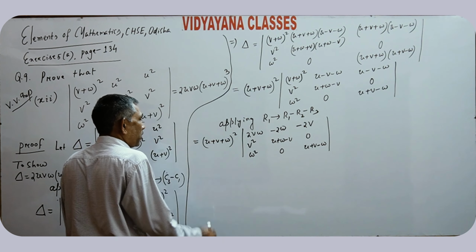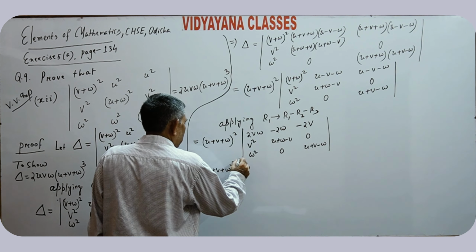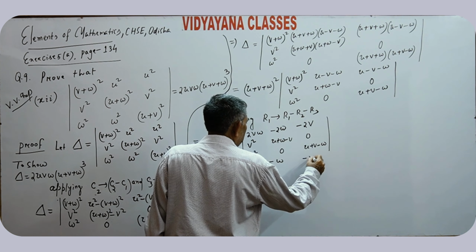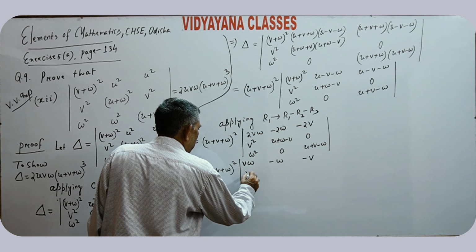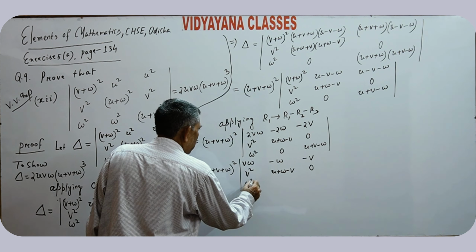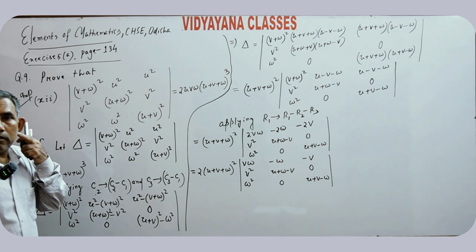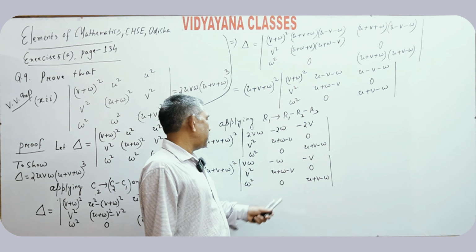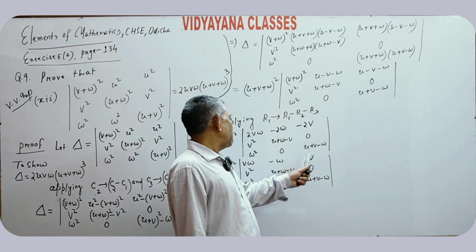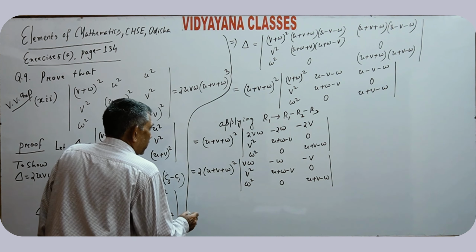Taking 2 from row 1, it gives 2 into (u plus v plus w) whole square into the determinant having elements vw, minus w, minus v. v square, u plus w minus v, 0. w square, 0, u plus v minus w. Clear? If a scalar is multiplied with a determinant, then it will be multiplied in any one of the rows or any one of the columns. 2 is multiplied along row 1, it gives 2vw, minus 2w, minus 2v. Again apply.